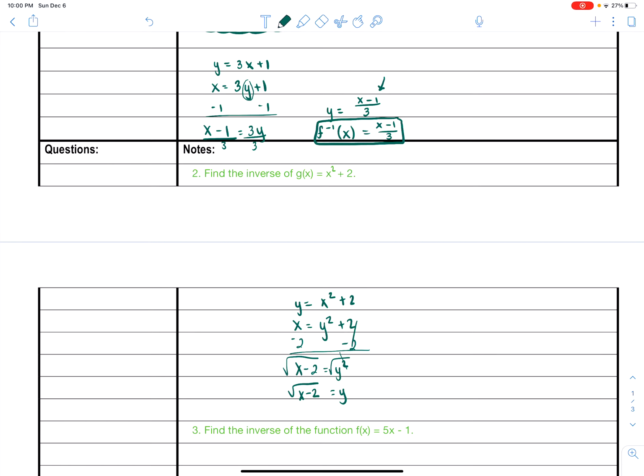But I need to rewrite it because we need to go back to the fact that we started with this function we nicknamed g. Well, now I have g. The inverse of g has x variables and is the equation square root of x minus 2.